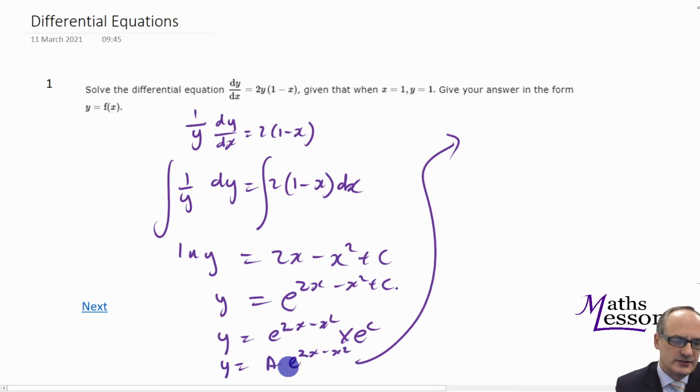Anyway, we put x equals 1 and y equals 1 to find out what a is, what our constant is. Or we could have put it in at this stage to find c, or at this stage, or even this stage. You can put these values in and find your constant. I'm going to put them in now.